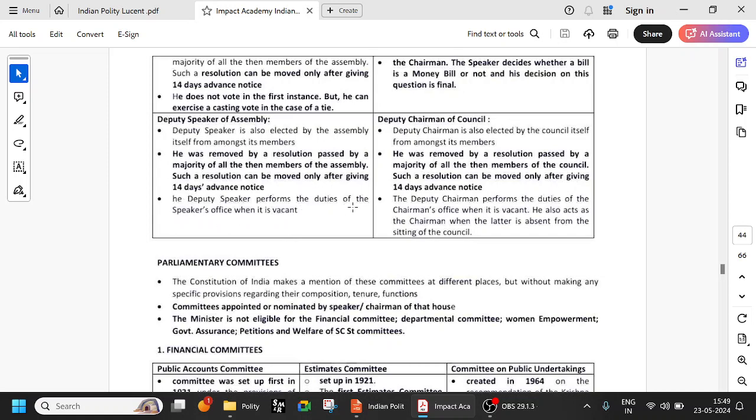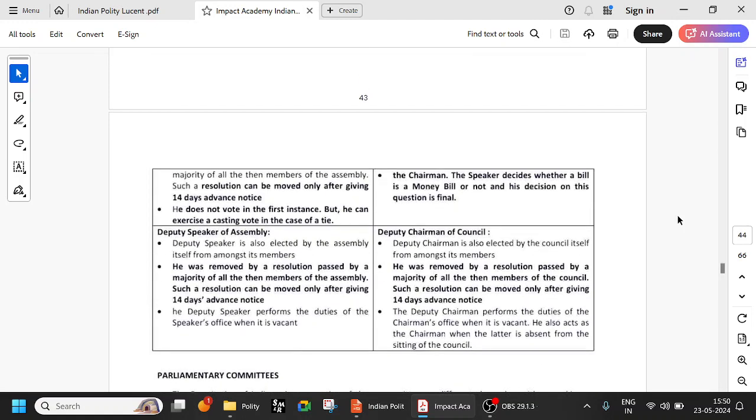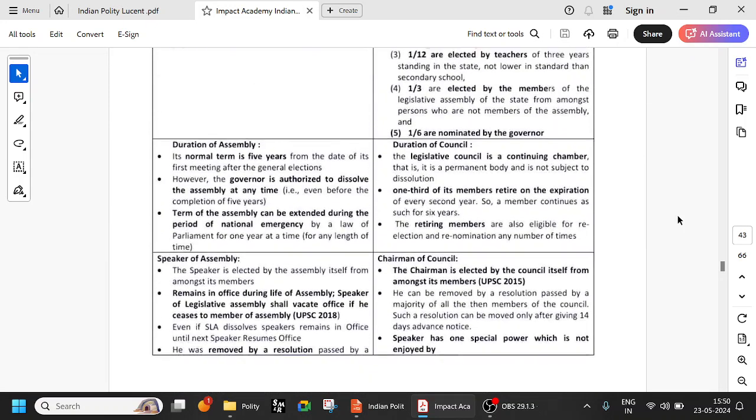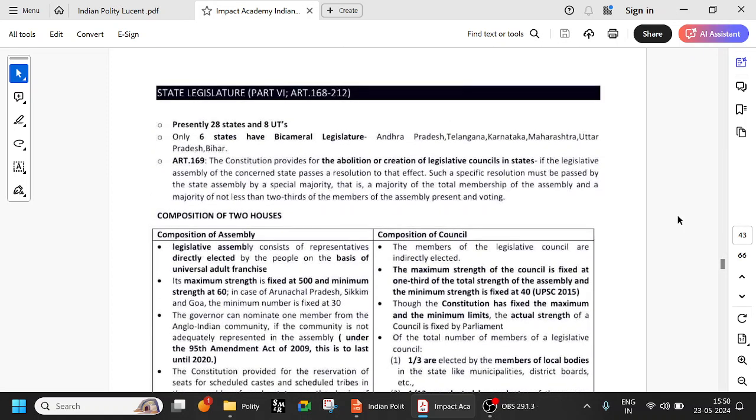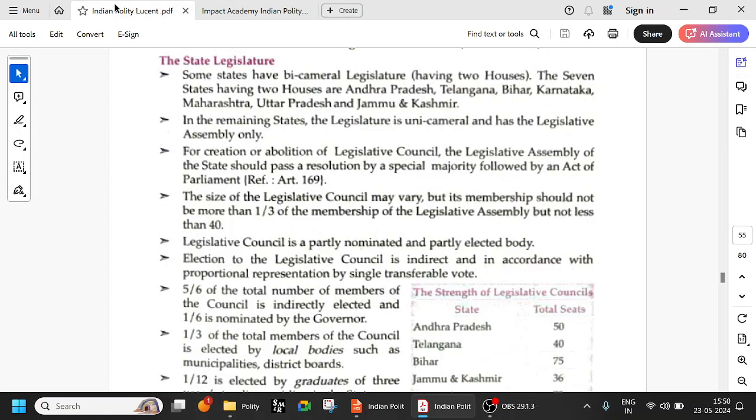The deputy speaker performs the duties when the speaker's office is vacant. The deputy chairman performs the duties of the chairman's office when it is vacant. He also acts as the chairman when the latter is absent from the sitting of the council. So in state legislative assemblies, more or less it is similar to the parliament. From an exam point of view, it is relatively easy to remember.